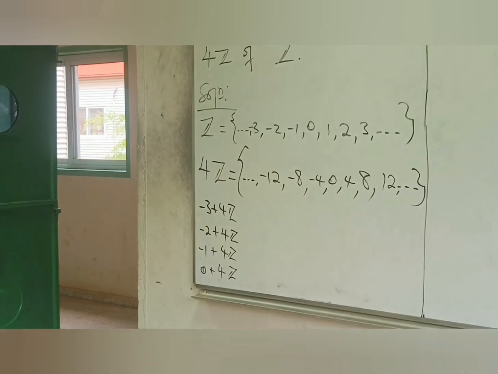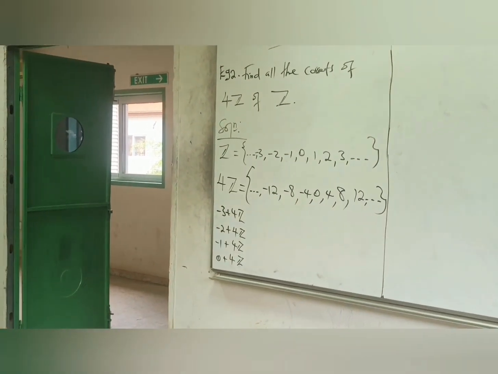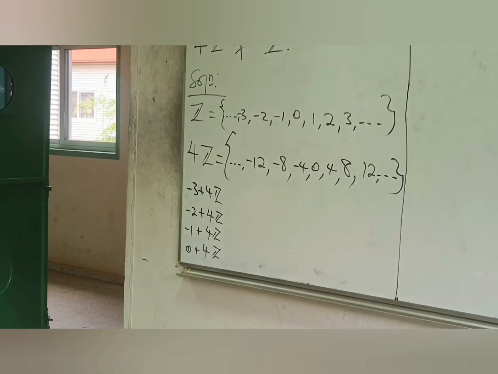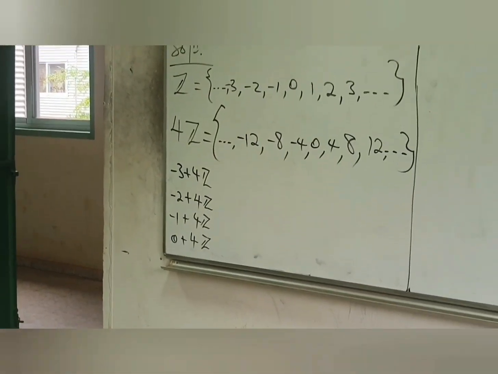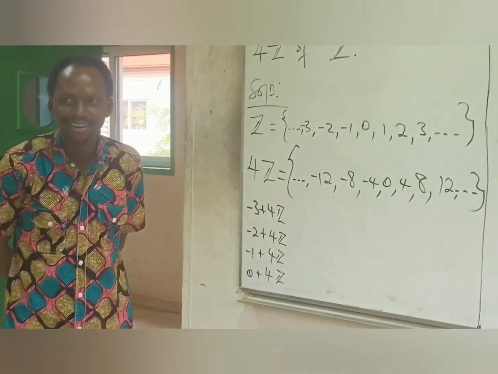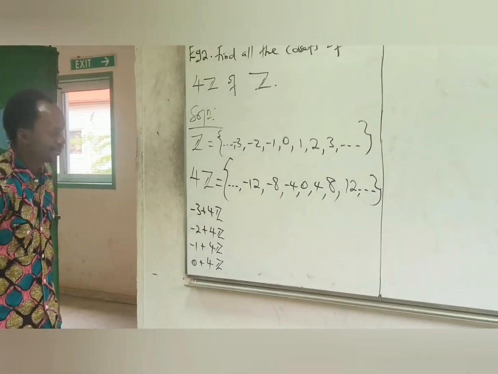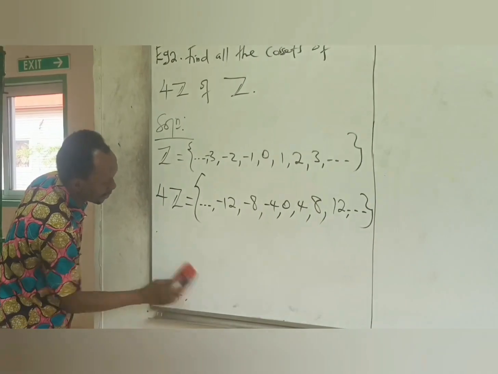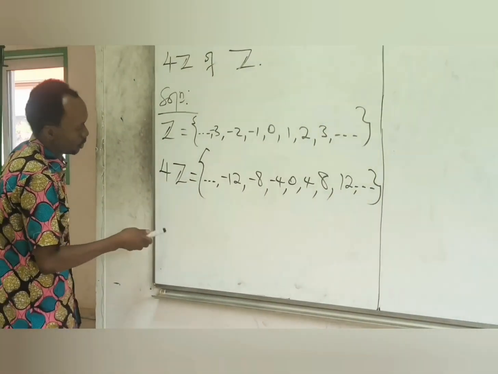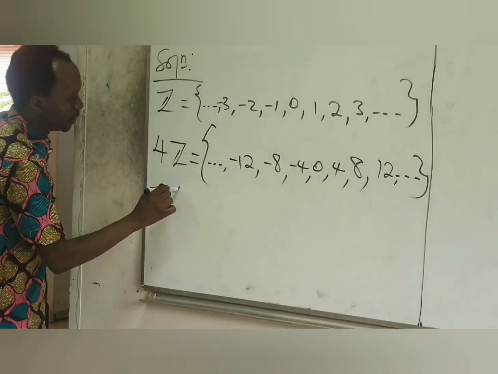Instead of starting from the negatives, where can we start, to mean the same thing? You can start from the 0. Very good. Are you watching? Don't be confused. So watch. So we have 0 plus 4Z.